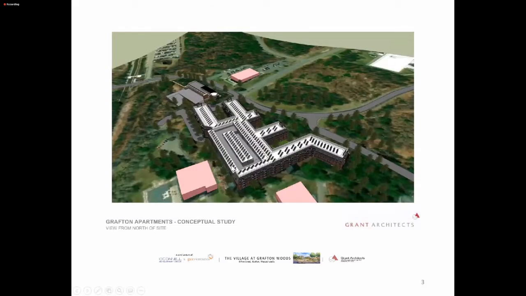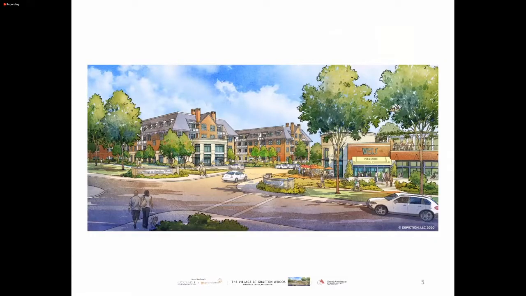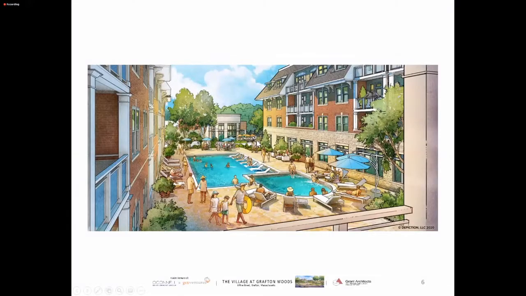This is just another angle so you can see how this is all built up. And here's another one. This shows the courtyard between the buildings. So you're looking from the inside of the courtyard out at the commercial retail building right here.